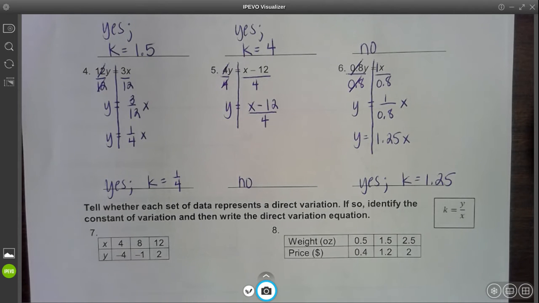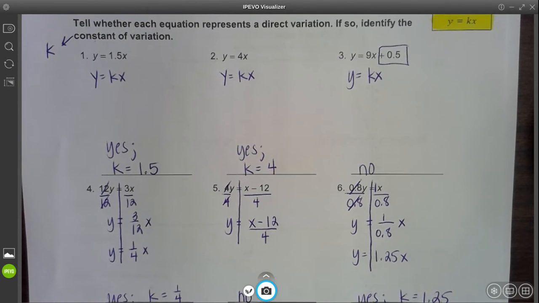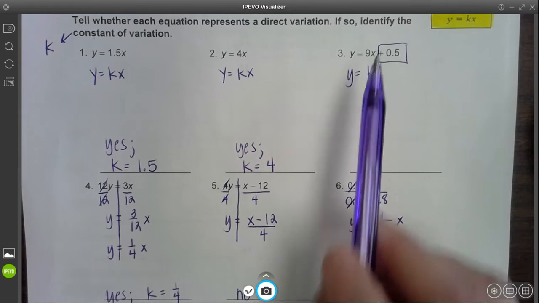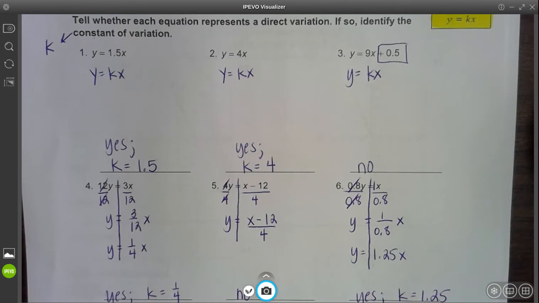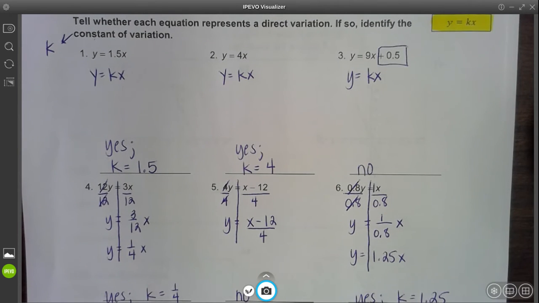All right, so that's how to tell whether an equation is a direct variation equation. I'm just going to give you a heads up. If you see numbers being added or subtracted, it cannot be a direct variation equation. So just by looking at the equation, I can already tell that it's a no.